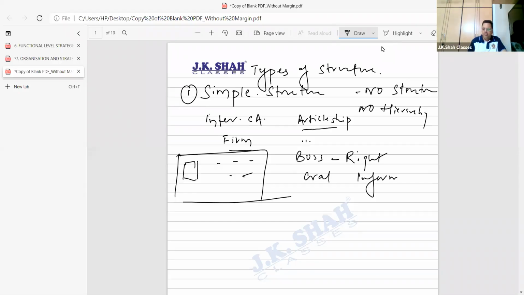Communication will be informal. What do I mean by that? Pay attention. Say we are taking lectures in JK Shah Classes. Now JK Shah Classes has numerous batches for inter, final, foundation course, CS, CMA. So beta, if I want a holiday, I'll have to take permission from sir 3 weeks in advance. Maybe then if we can adjust the timetable, I'll get a holiday. Otherwise, it is very difficult to take a leave.